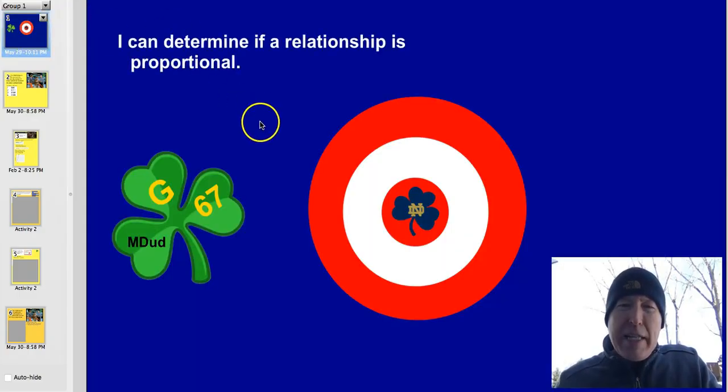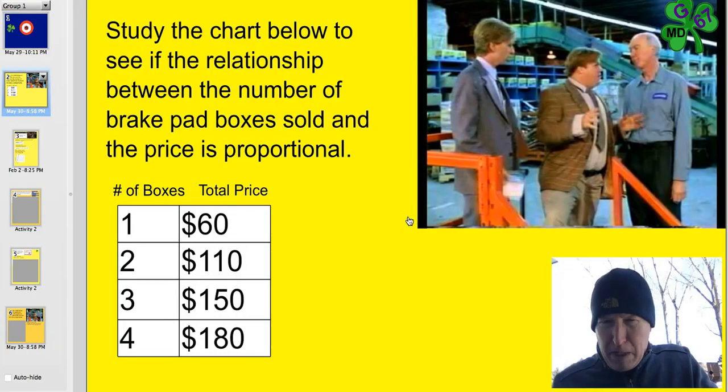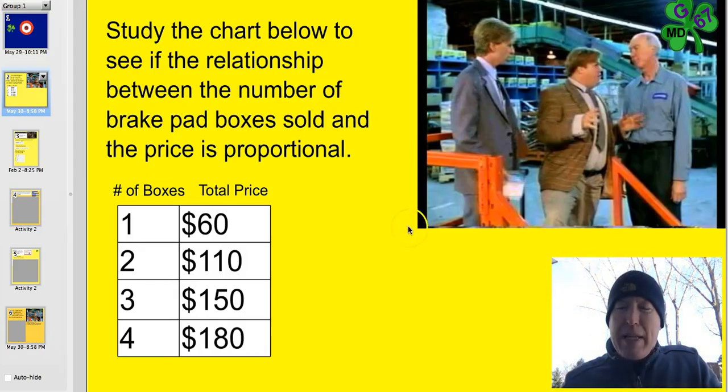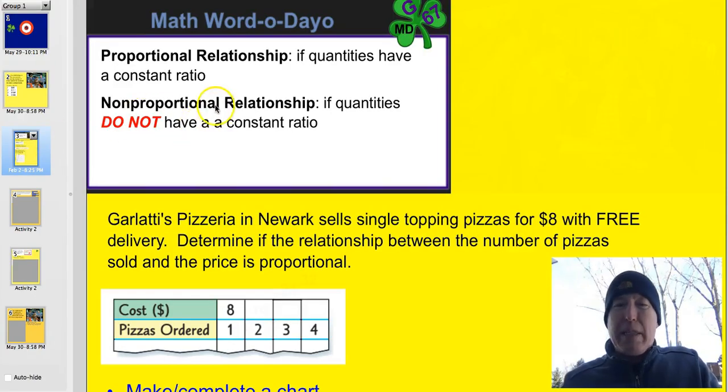Officially, our target is I can determine if a relationship is proportional. Let's do this thing. All right, study the chart below to see if the relationship between the number of brake pad boxes sold and the price is proportional. What, Richard? Don't know where to start? Let's come back to this problem after we look at some vocabulary and some examples.